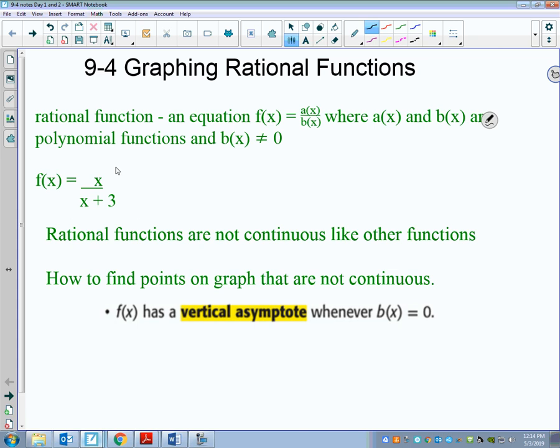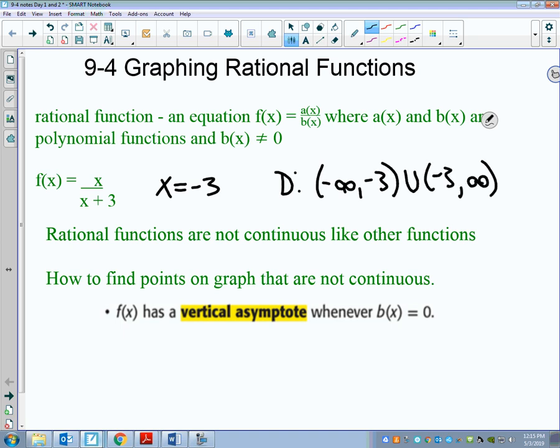They are not continuous like so many other of our functions that have had a domain of all real numbers, because if there's an x in the bottom, you might have an asymptote. And so a vertical asymptote is when you have a rational function when the denominator equals 0. So like on this one, we would say x equals -3 would be a vertical asymptote. So that would mean in our domain, we would skip over -3, right? Like it would be like -infinity to -3, and then -3 to infinity. It just like jumps over it.